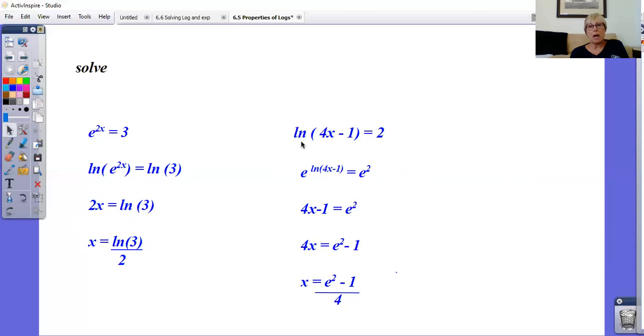Over on this side, I want to eliminate the natural log. So I will base e both sides. Remember, e is a base. So base e both sides. The e and the ln cancel out. I have e squared on the right. I add 1 and divide by 4, and that should be, hold on, a +1.